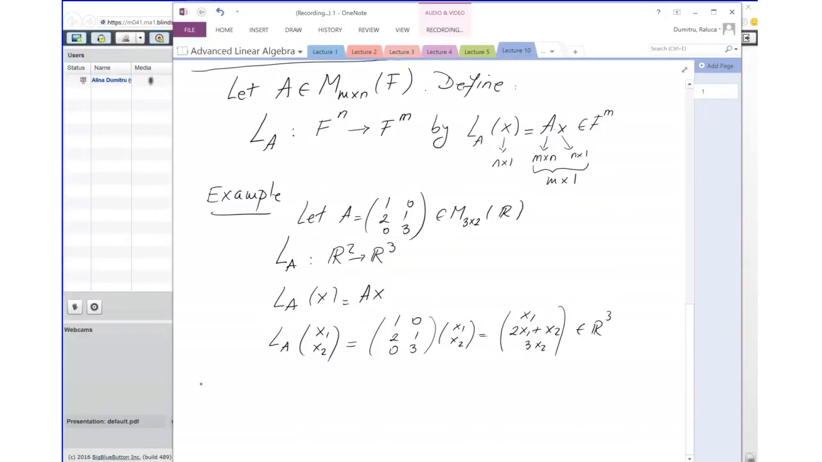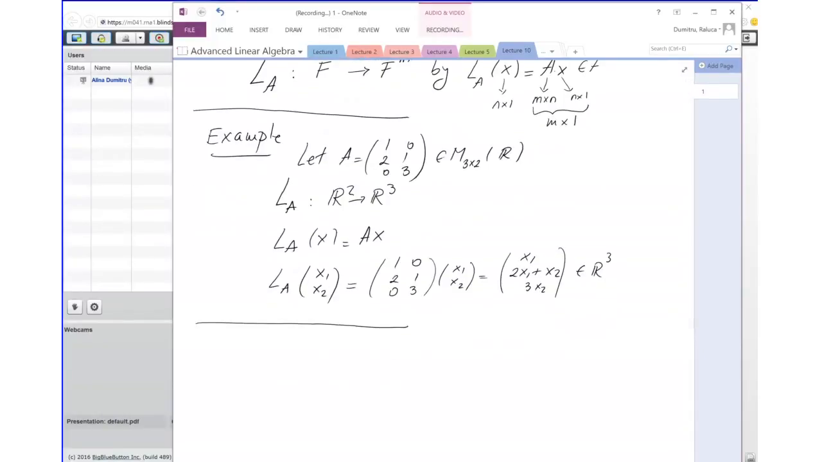So let's go back to the definition above. Basically, I started with a matrix and defined a function. I don't know yet that this function is a linear transformation, although I would like it to be, so let's check that. Not the one in the example, I mean in general.